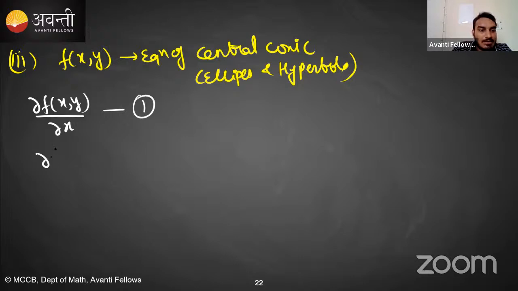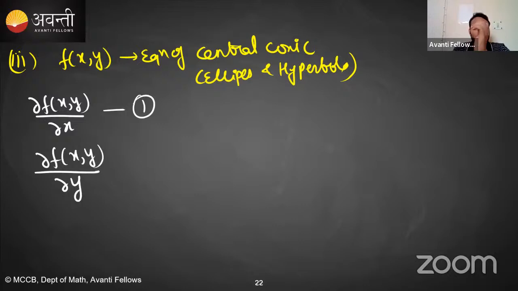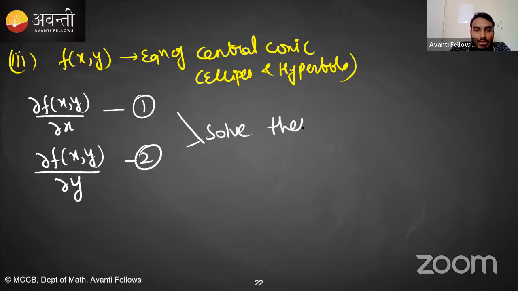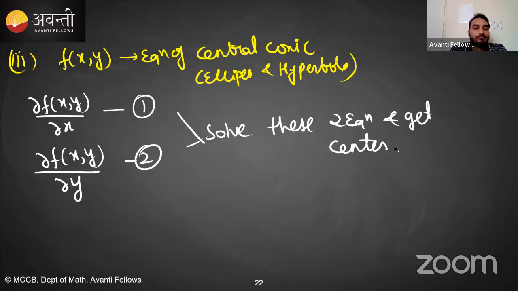Similarly, differentiate the given equation with respect to y, keeping x constant. Treat x as a constant and differentiate with respect to y. You will get another equation, right? Solve these two equations and get the center. Is this clear?